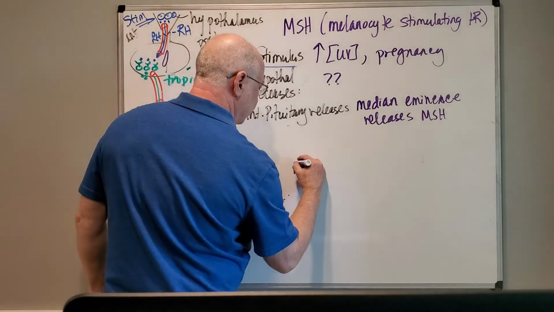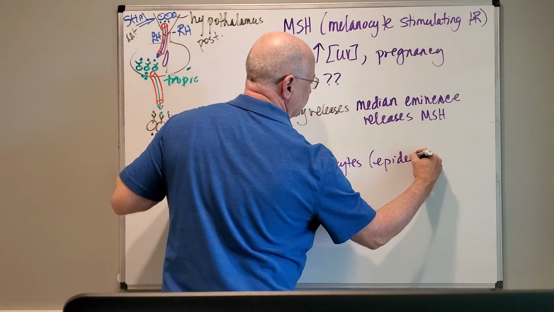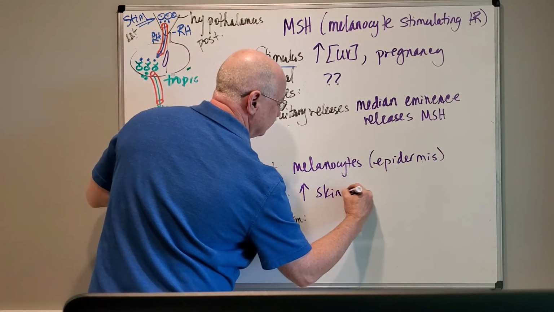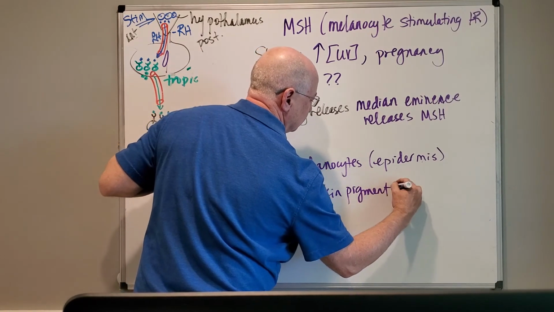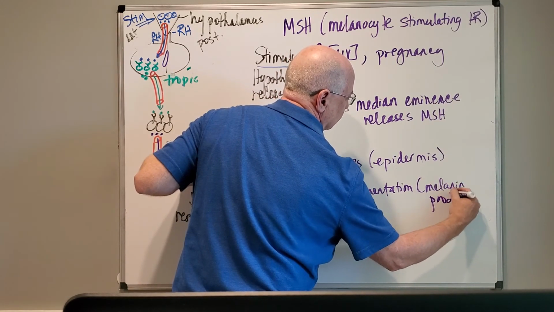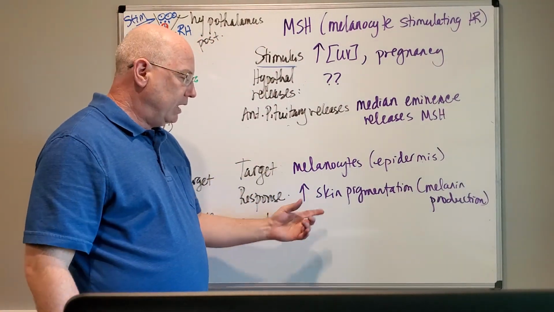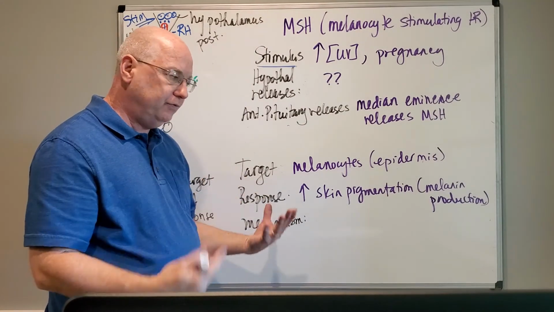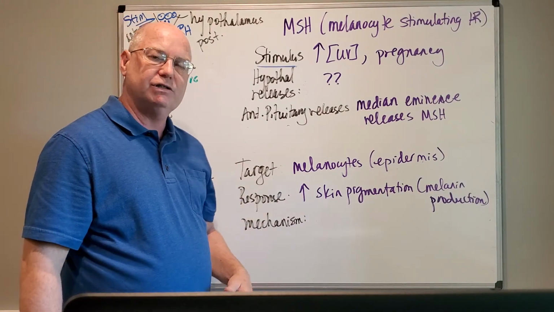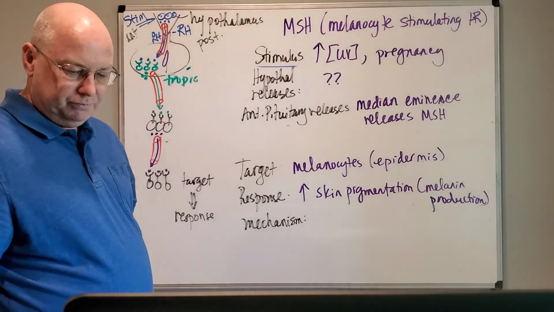And so MSH will target melanocytes in the epidermis of our skin. And the result is going to be increased skin pigmentation. Or you could say increased melanin production. The more melanin you produce, the tanner or darker your skin is. And if you produce lots of it uniformly, then you have the very beautiful dark skin, the olives and the darker skins. And then there's people like me that don't produce very much, except for in small pockets, all right?